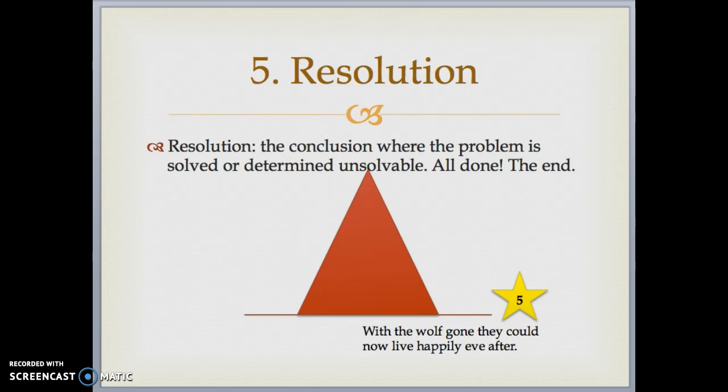Resolution. The conclusion where the problem is solved or determined unsolvable. Dun dun dun, all is done, or left in suspense. Most often in fiction, you will be resolved. It'll be a conclusion, it'll be the end. They will have lived happily ever after. With the wolf gone, they could now, again, live happily ever after.